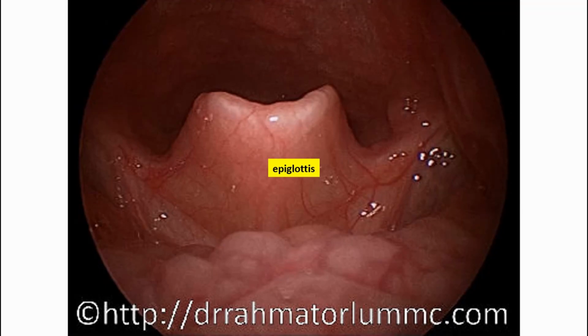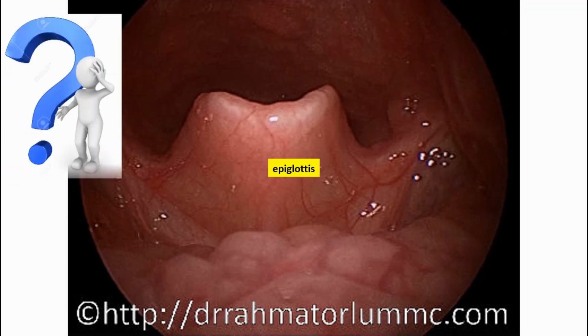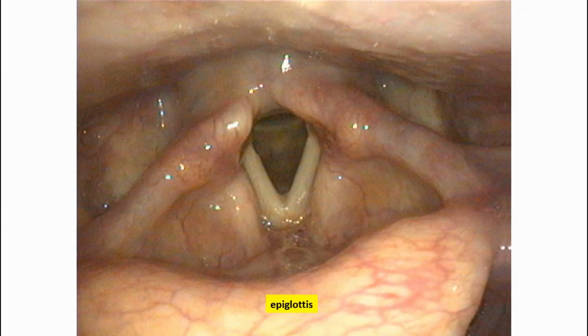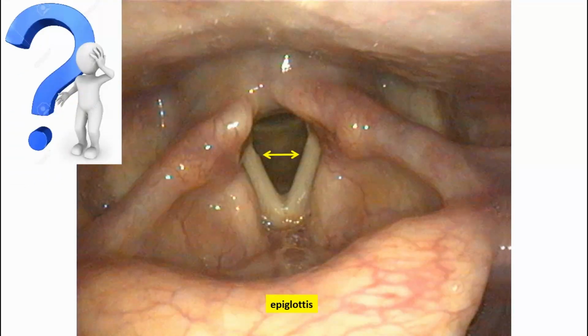When you see the epiglottis in this position, it means that the larynx is opened. If you follow this image, you go inferiorly and you see the epiglottis turned up, and the superior part of the larynx is exposed, and you can see in the middle the V-shaped structure, which are the two vocal cords opened. They are separated from each other.